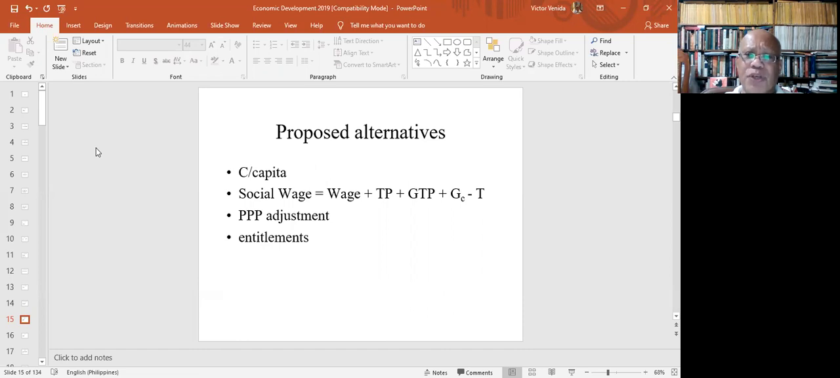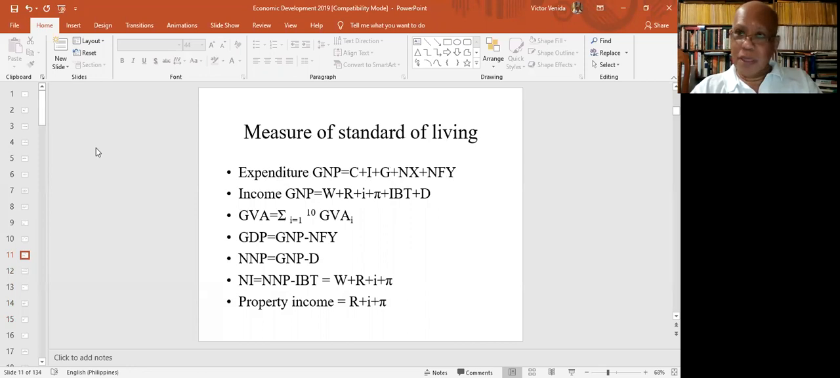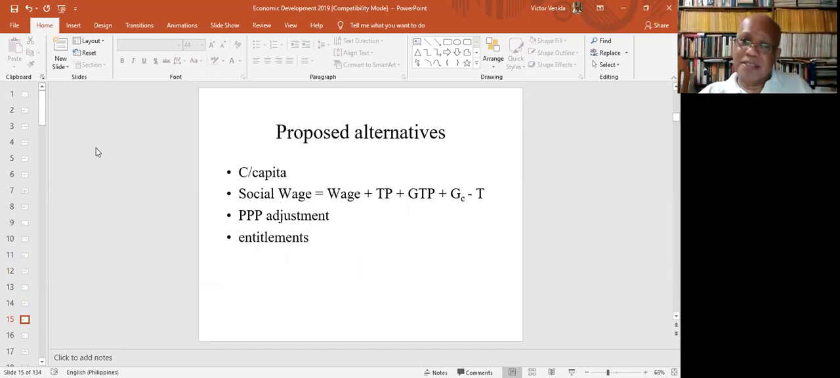Then you also have the concept called social wage. Okay, from your national income accounts, you have your property income, you have what's called your social wage, which is the sum total of wages plus transfer payments. Transfer payments are payments given by firms to their employees that have nothing to do with their productivity. A person's salary or wage is supposed to reflect their productivity.